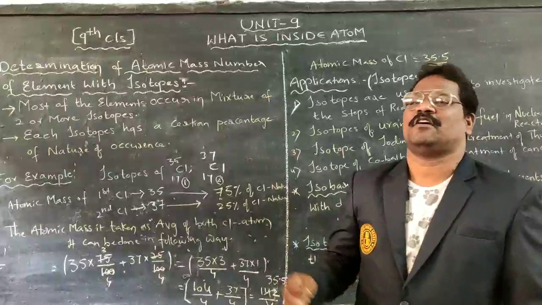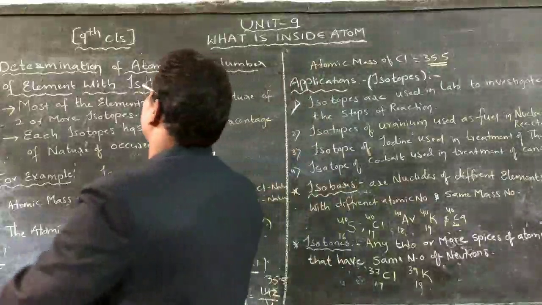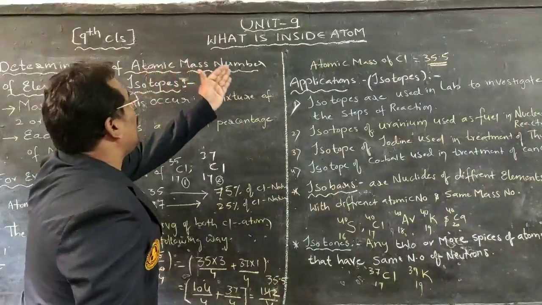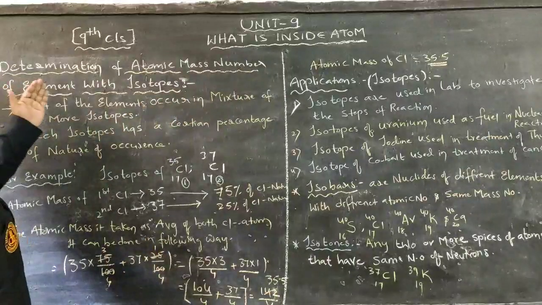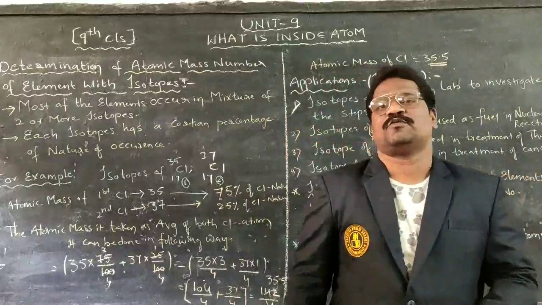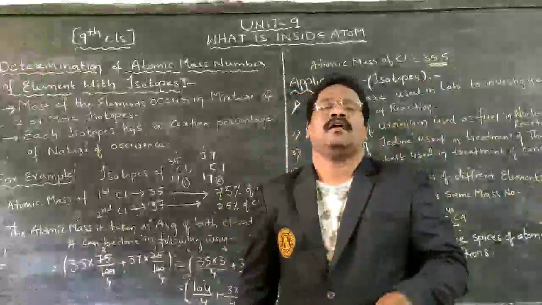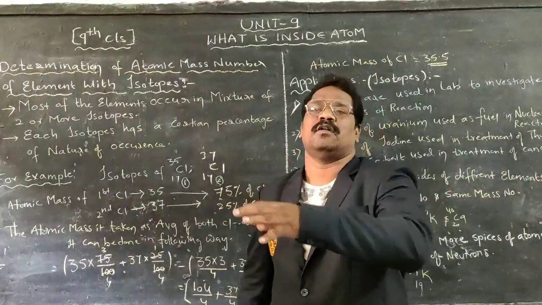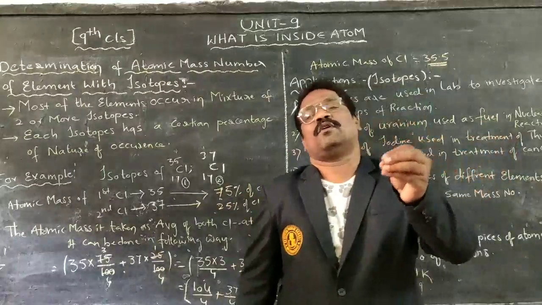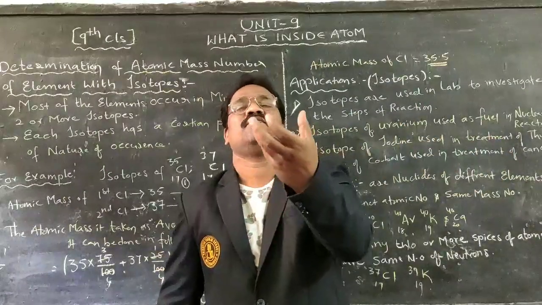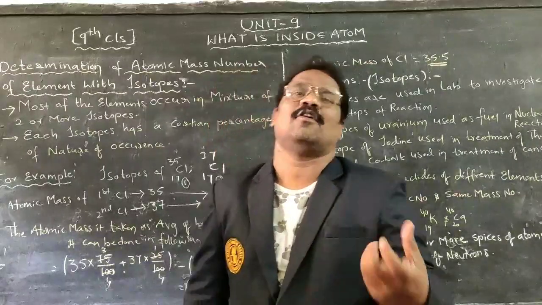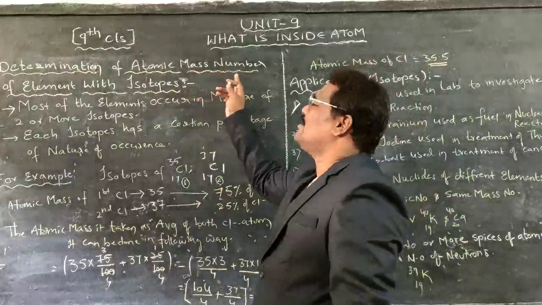Within this particular chapter, we are going to discuss the determination of the atomic mass number of an element with isotopes. With isotopes, we are going to identify the atomic mass number. What is called the atomic mass number? The total of protons as well as neutrons existing within an atom of an element is called the atomic mass number.